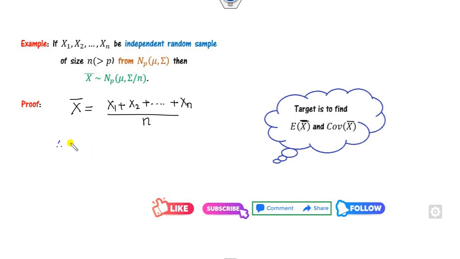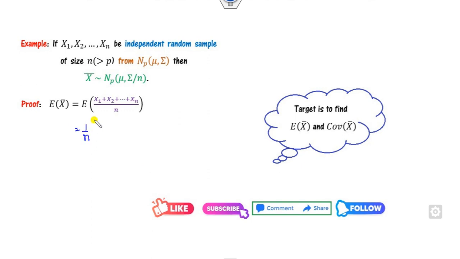Now let's start with this. Firstly, find the mean of this. What is the mean? 1 over n is outside. Then it is the expected value of x1 plus x2 plus up to xn. Now if I open this bracket, it is the expected value of x1 plus the expected value of x2 plus and so on.